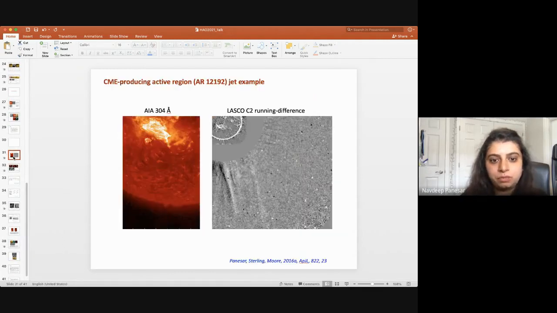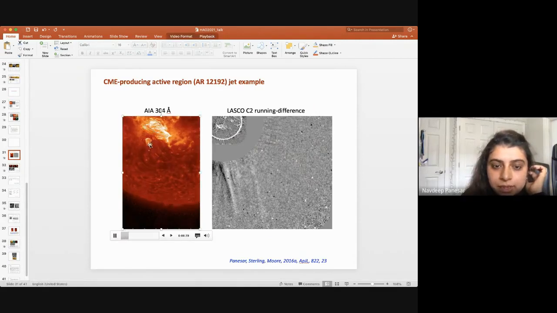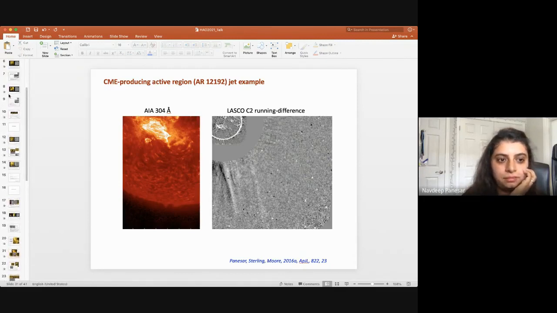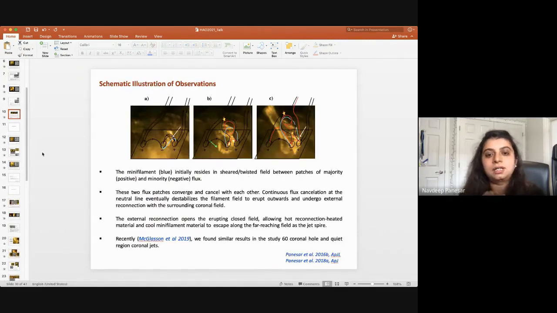Oh, for example, this one, yes. In this movie, you can see when this jet happens, we see brightenings at the other end of this loop. So they do connect with the majority polarity neighboring flux regions. Is that what you were asking? So in quiet regions and coronal holes, these are nearby. In active regions, they are far away, but you often see them.